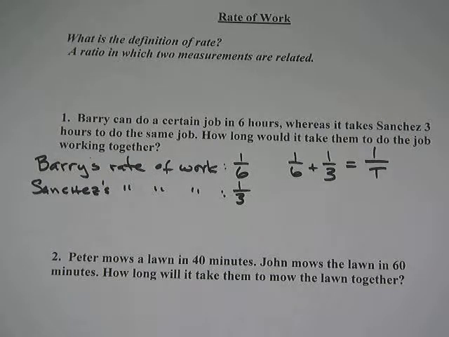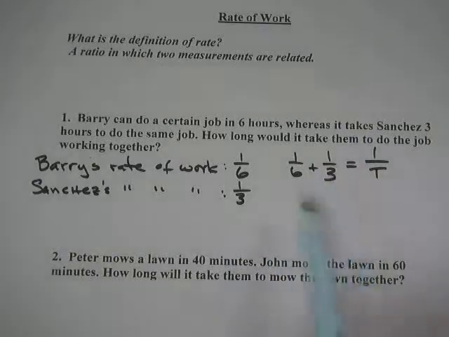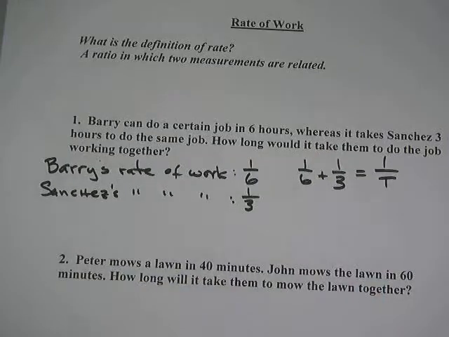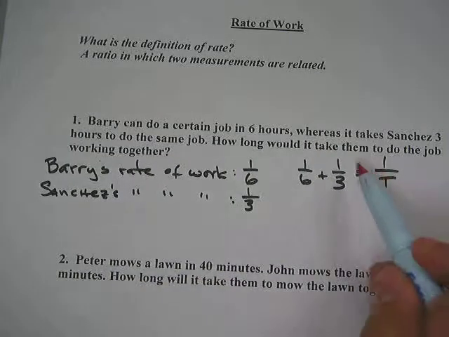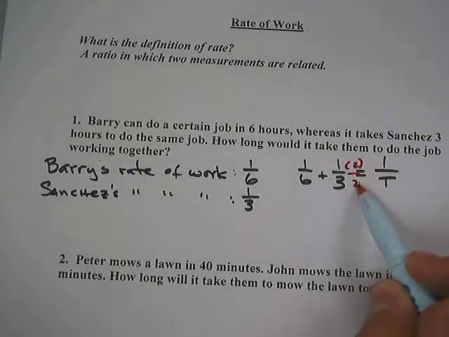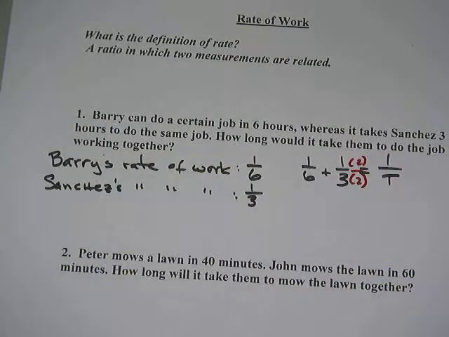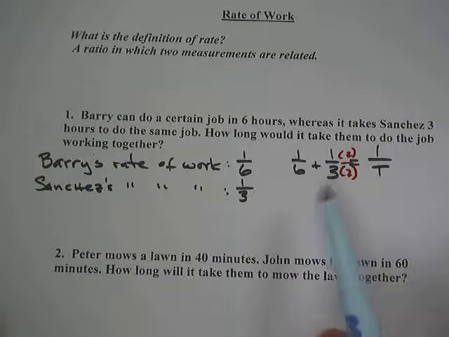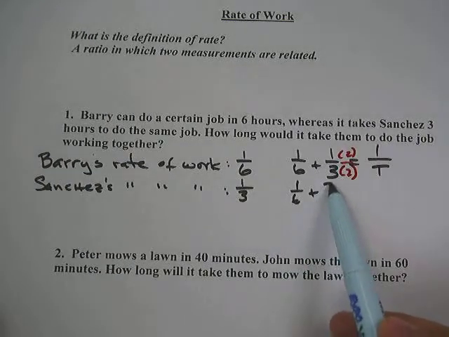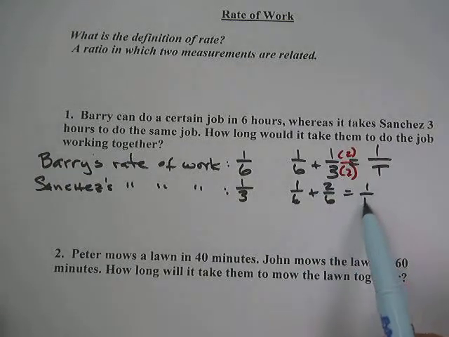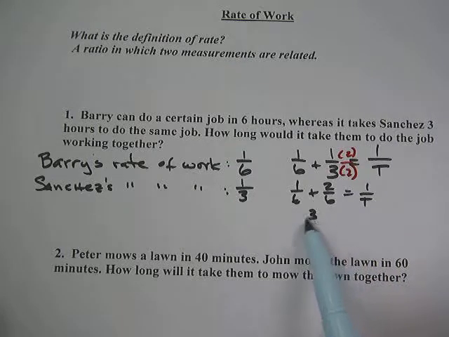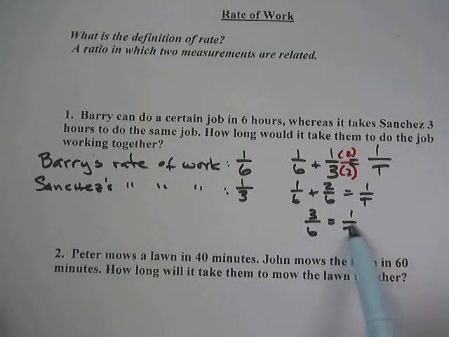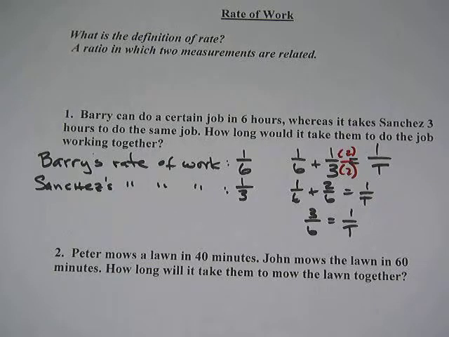So when I go through and solve it, life is actually pretty easy now. I just have two fractions. I'm going to add them. So how do I add these? Well, get some common denominators. So I'm going to take 2 over 2. So it would be 1/6 plus 2/6 equals 1 over t. So that would be 3/6 equals 1 over t.